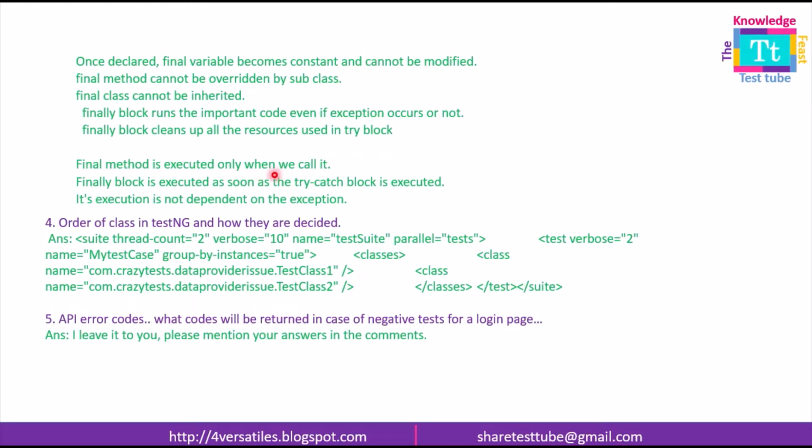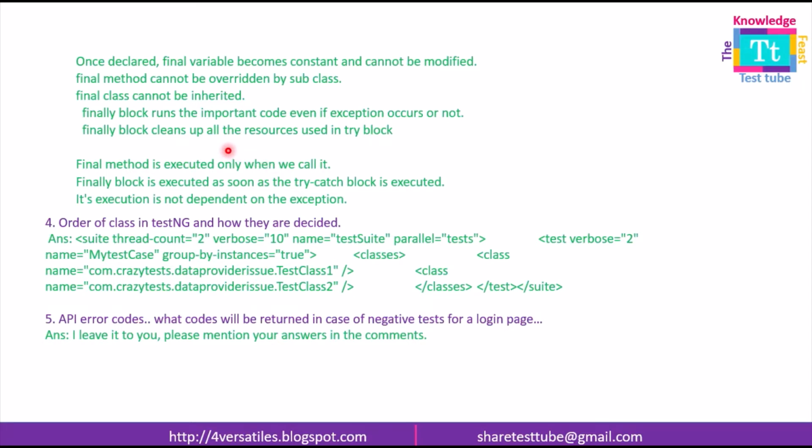Finally block is executed as soon as the try catch block is executed. So it won't care what is there in the try catch block. As soon as you call the try catch block, soon after there will be a finally block which will be executed by default. You don't have to do any call of the blocks or anything like you do call for final methods. So that's about the third question.